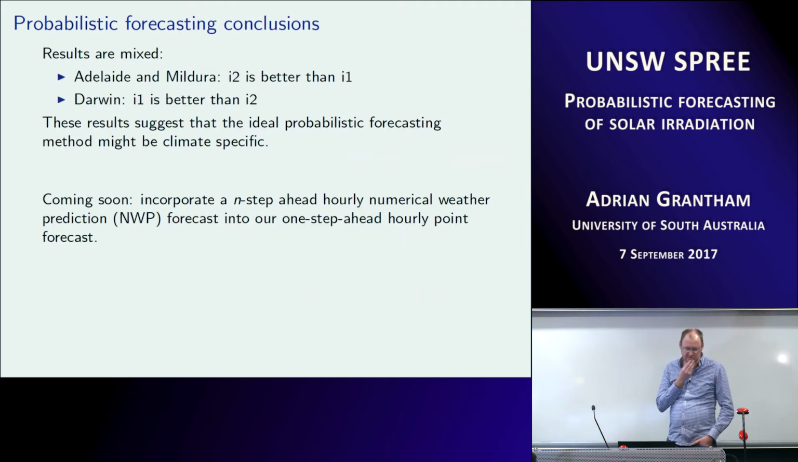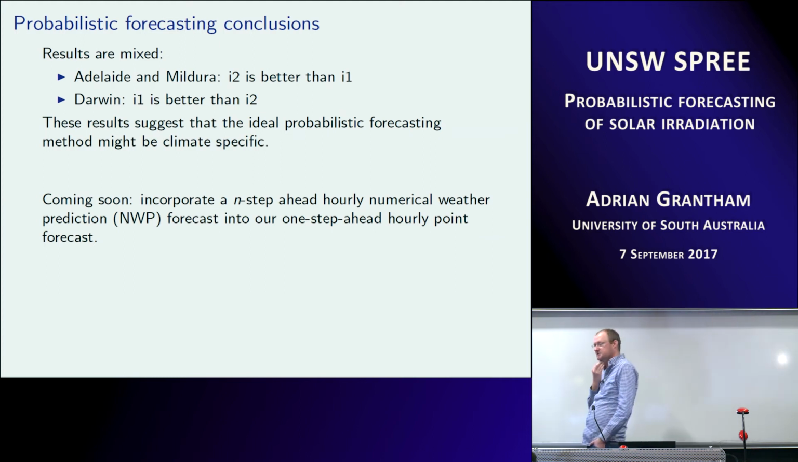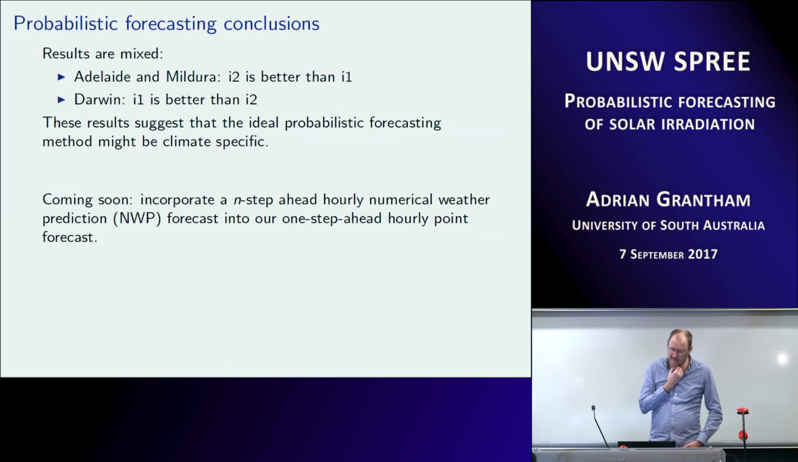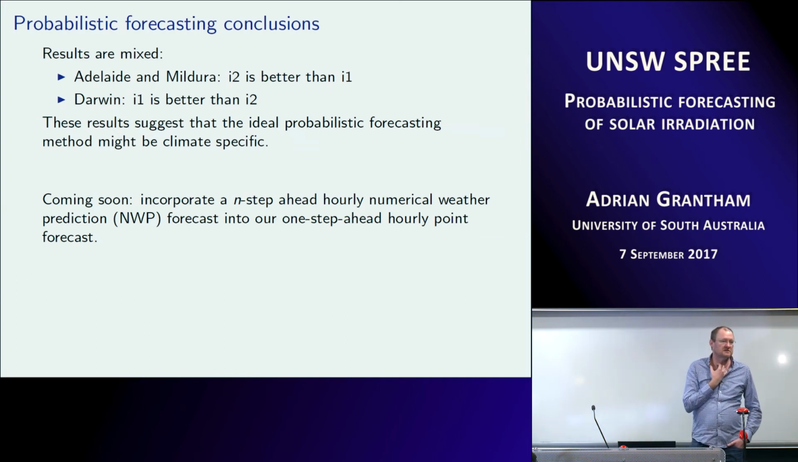So our results are mixed. Certainly for Adelaide and Mildura, our second probabilistic forecast method is doing better. I can't say the same for Darwin. So I think the take home here is that maybe our approach might be dependent on the climate. Some more testing of various other locations might help us to determine that. But maybe for those tropical locations like Darwin, our first approach is better.